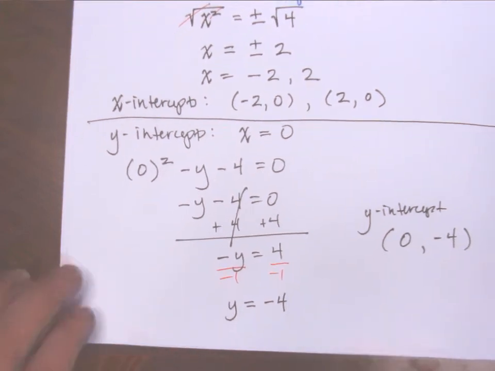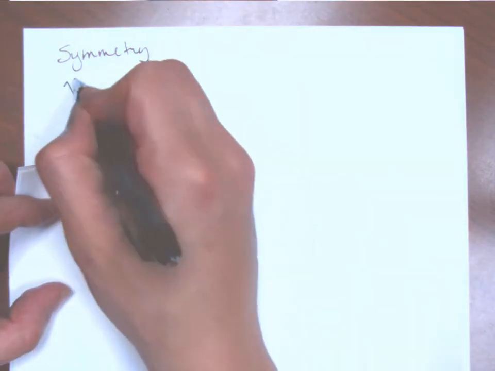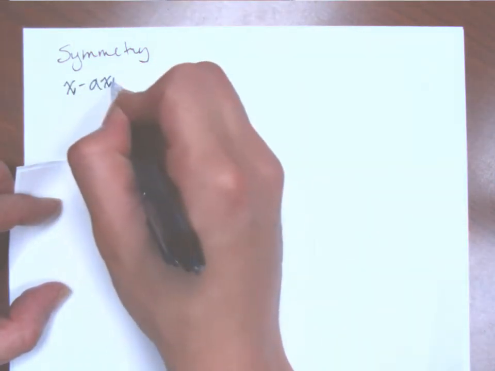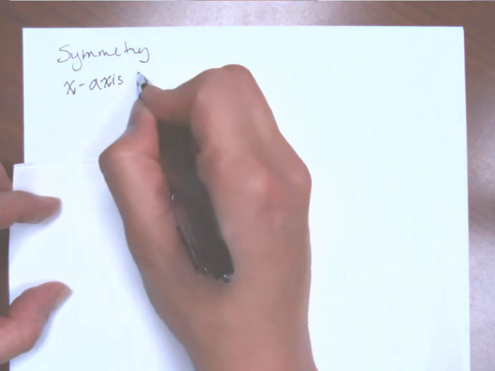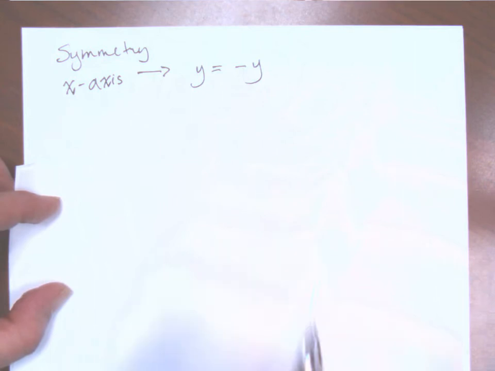So I found all the points where my graph is crossing the axes. The next thing I want to do is test for symmetry. Okay, so let's get a fresh sheet because I need the room. So, symmetry tests. For my x-axis symmetry, I want to take y and substitute in negative y.